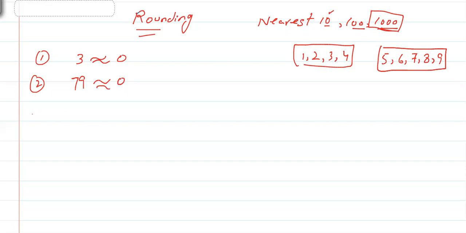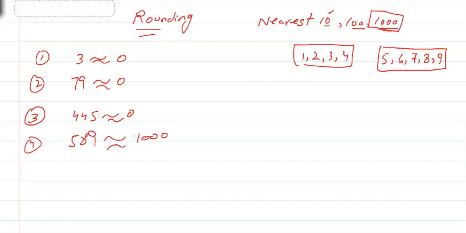But a three-digit number, if it is less than 500, then it will round to zero. But if a three-digit number is more than 500, it will round to 1000. Let's say I'm writing, for example, 445. It's less than 500, so it will round to zero. But if it is more than 500, like 589, it will round to 1000, because 1000 is near to it. So that was still three digits.